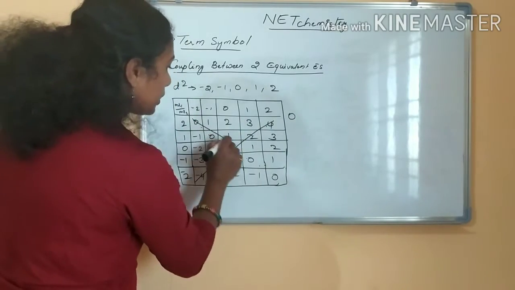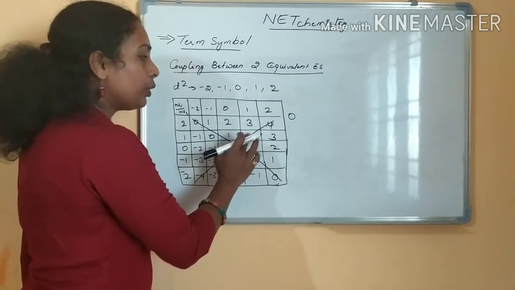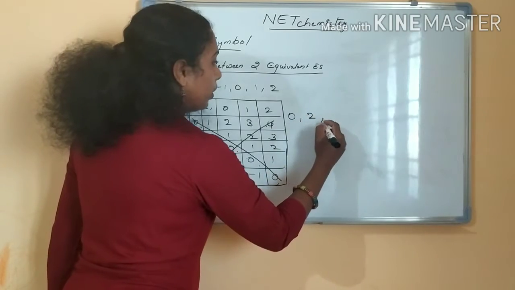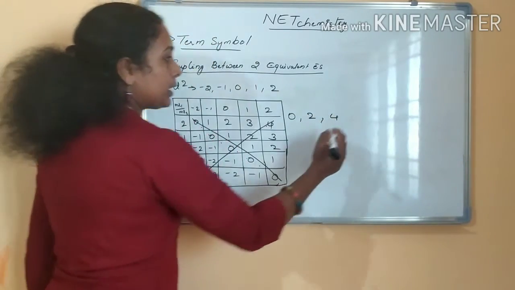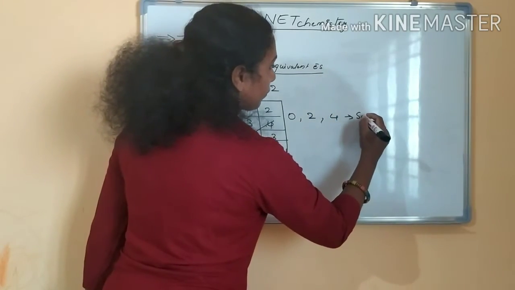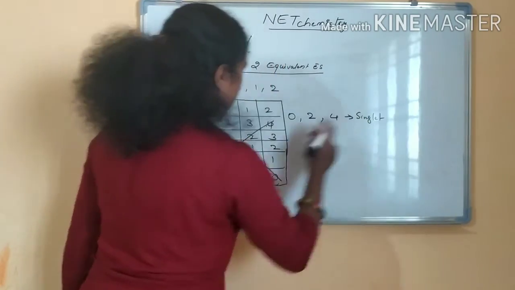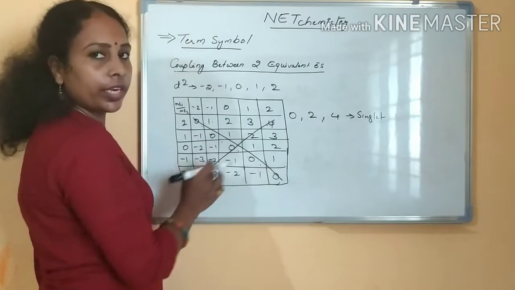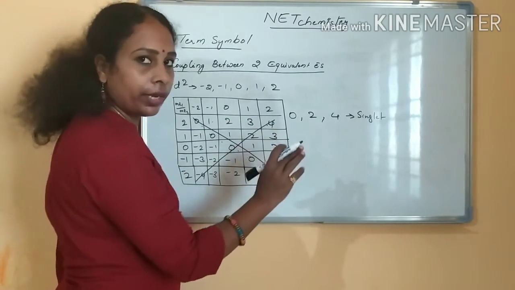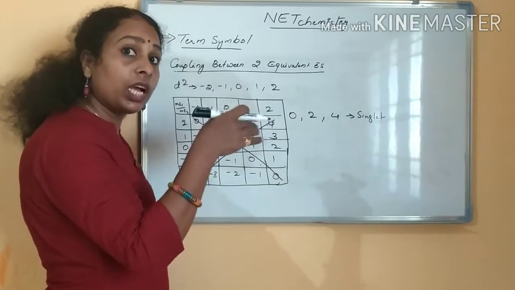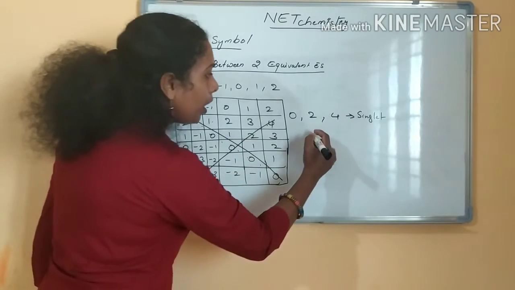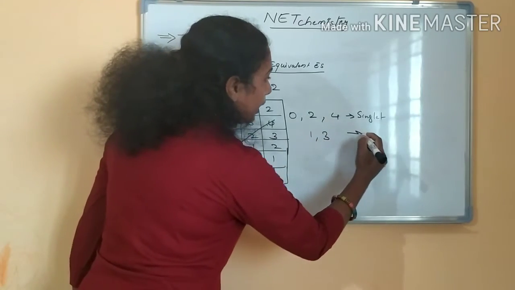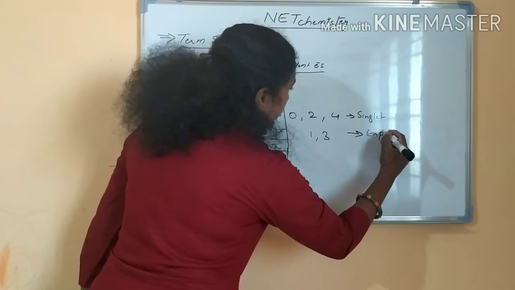These two diagonals are there, right? So 0, 2 and 4 are the diagonal elements, so these diagonal elements will be singlet. And what are the off diagonal elements? 2, 1 and 3. Okay, 2 we have already taken in the diagonal element, so again no need to take. Whatever the off diagonal elements we have to take, 1 and 3 are the off diagonal elements, and that will be triplet, right?